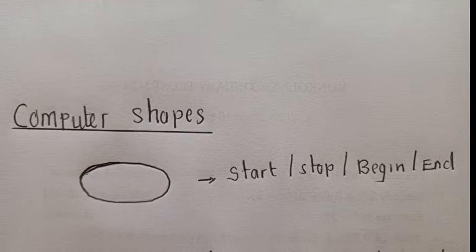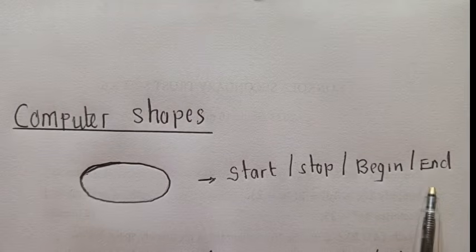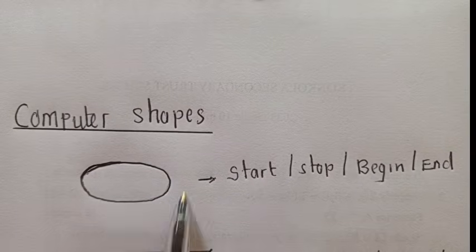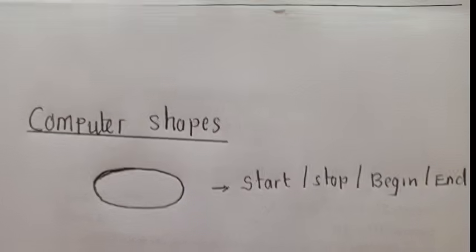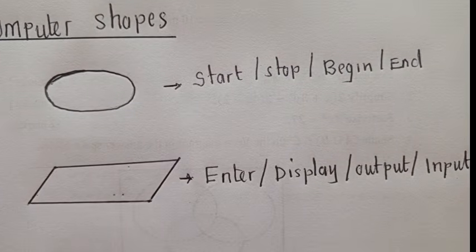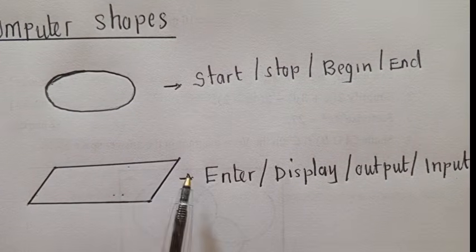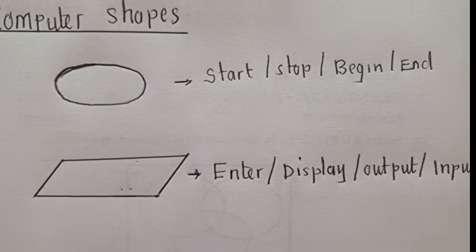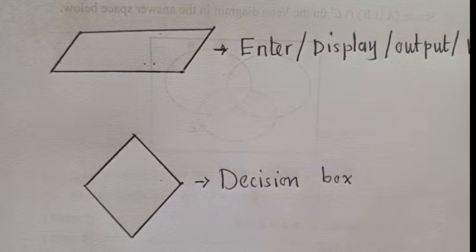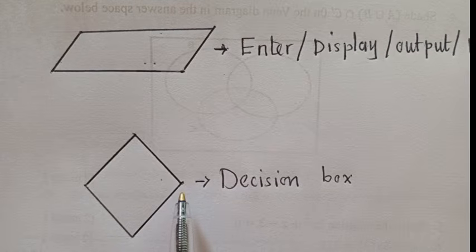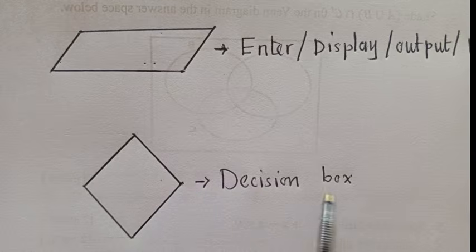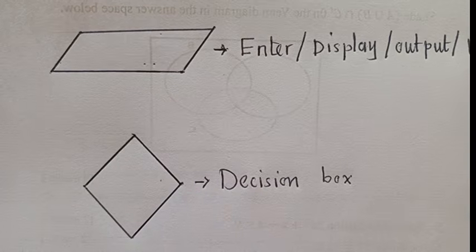What this shape means is start, stop, begin, or end. Whichever word that you're able to see here can be used to represent this shape. The next shape, over here, is a parallelogram. A parallelogram can be used to represent enter, display, output, input. The next shape that we need to know is called a diamond shape. This is where the decision is made, so it's called a decision box.